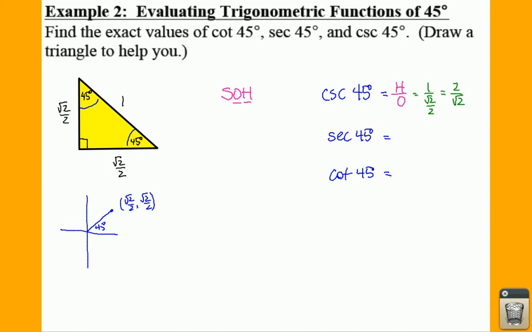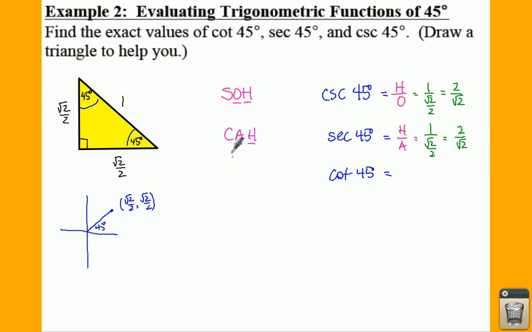Now for your secant, that is the inverse of your cosine. Your cosine is adjacent over hypotenuse, so this is going to be your hypotenuse over your adjacent. So this should end up being the same thing as your cosecant. Your adjacent side is radical 2 over 2, your hypotenuse is a 1, and hey, what do you know? It's the same as the cosecant. So 1 over radical 2 over 2 gives you a 2 over radical 2.